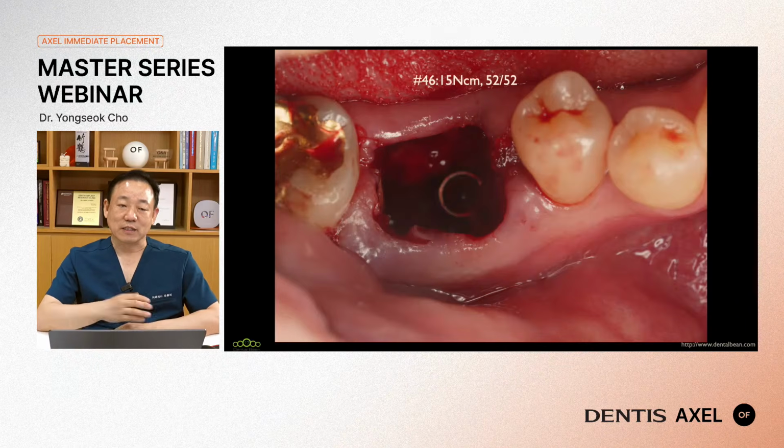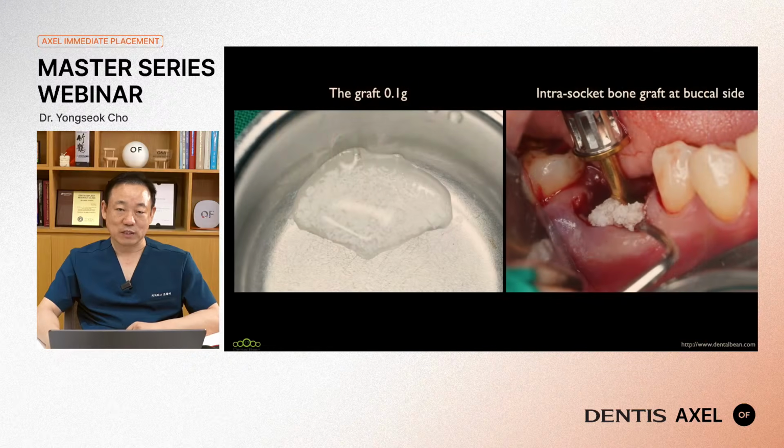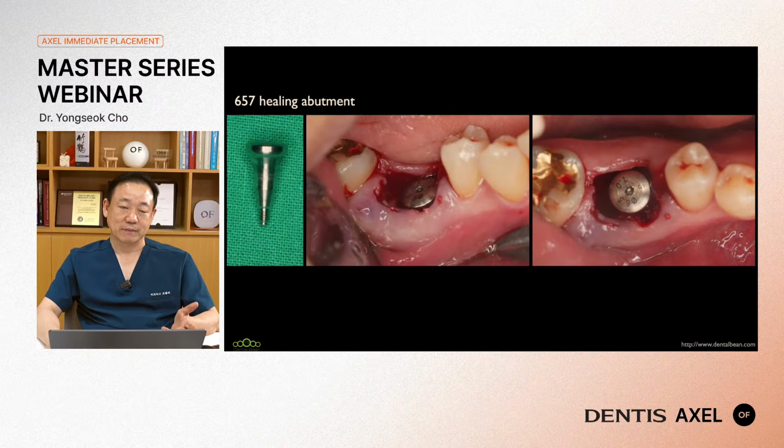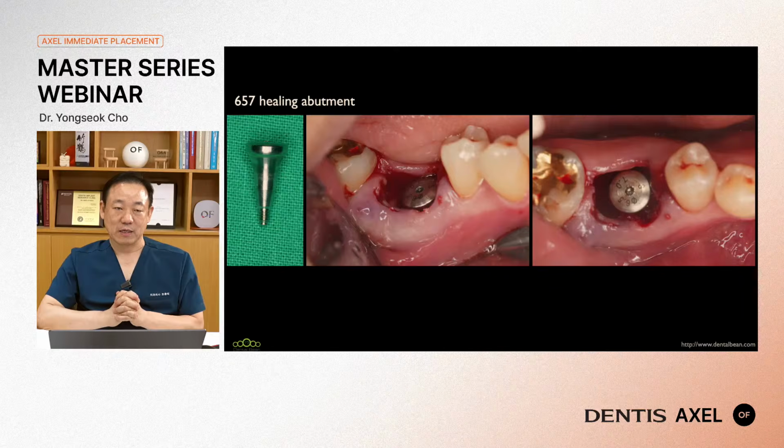It is safer to connect a cover screw, but I prefer one-stage surgery. And in this case, the buccal bone is lost, so I decided to graft the bone at the buccal side. I don't graft the total extraction socket. Instead, only at the buccal side, I position graft material. Look at the depth of this implant. It is 7 millimeter deep. I connected a long healing abutment.